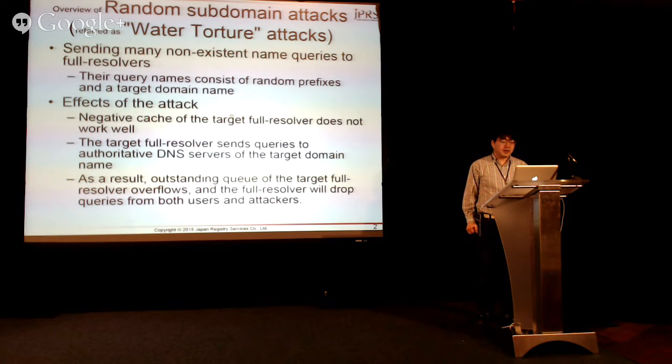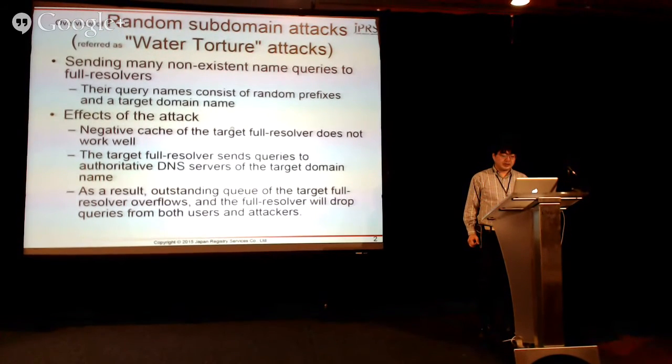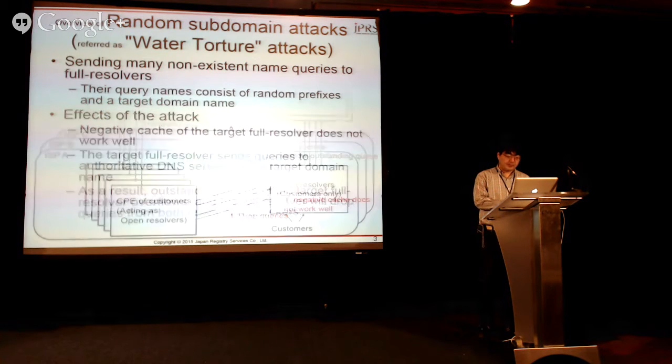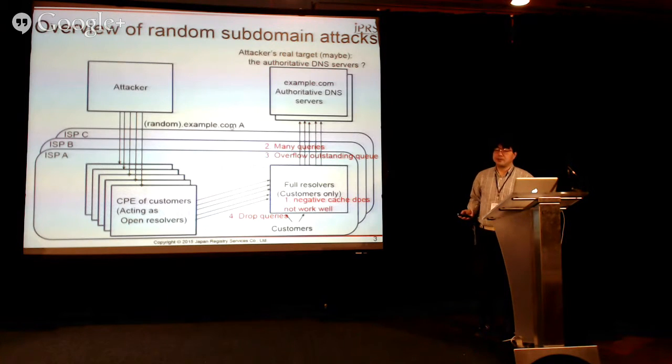The effects of the attack are as follows. Negative caching of the target full resolver doesn't work well. The target full resolver sends queries to authoritative DNS servers of the target domain name. As a result, the outstanding queue of the target full resolver overflows and the full resolver will drop queries from both users and attackers.